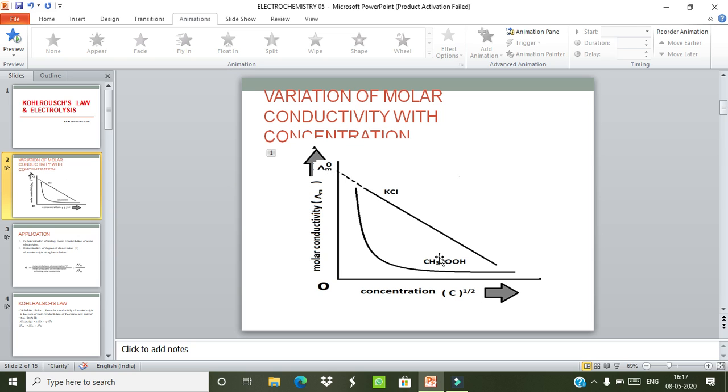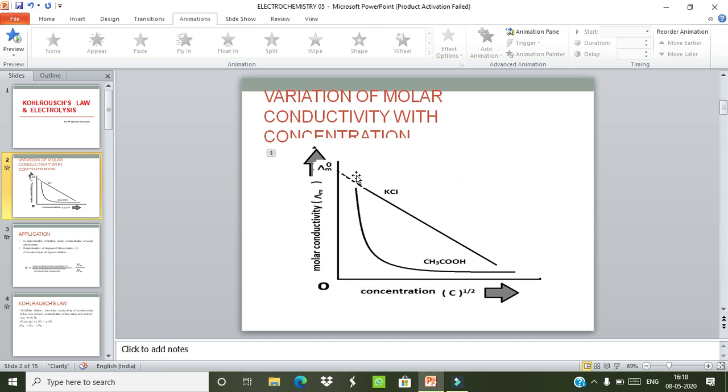But if we see a weak electrolyte like acetic acid, then if we extend this curve further, there is no intersection point with the y-axis. That means it is quite difficult to obtain the limiting molar conductivity value, that is lambda m naught, for the weak electrolyte. So there is a difficulty to calculate it directly.